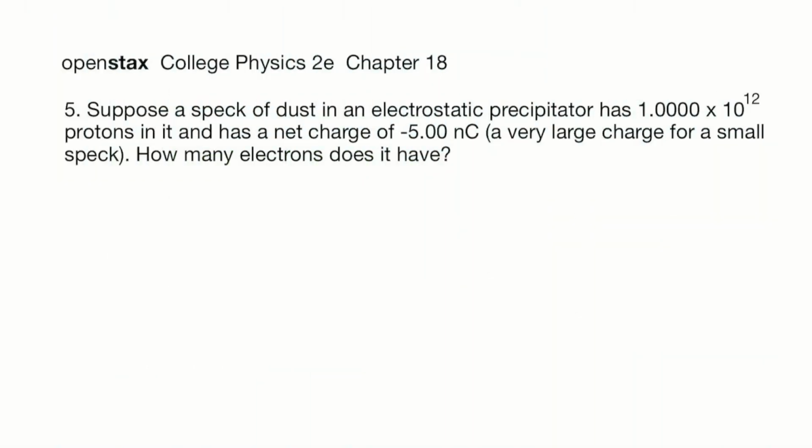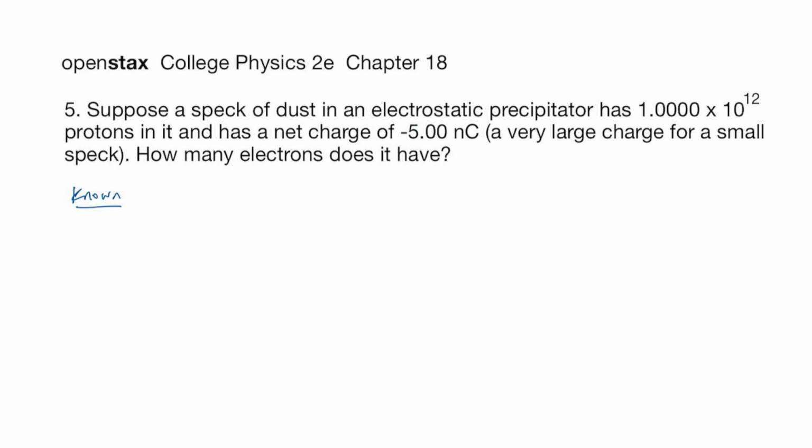We have a speck of dust in an electrostatic precipitator. We know how many protons it has and what the net charge is, and we need to figure out how many electrons it has. So let's start with what we know.